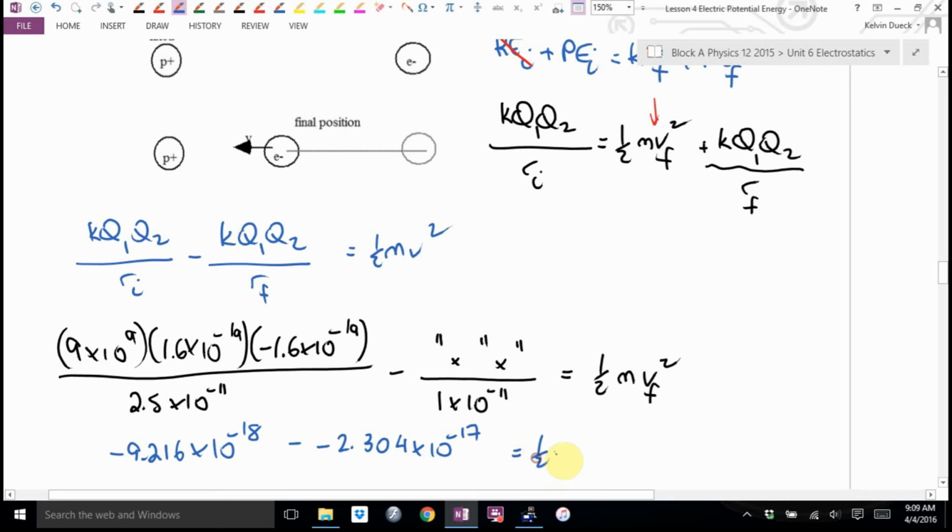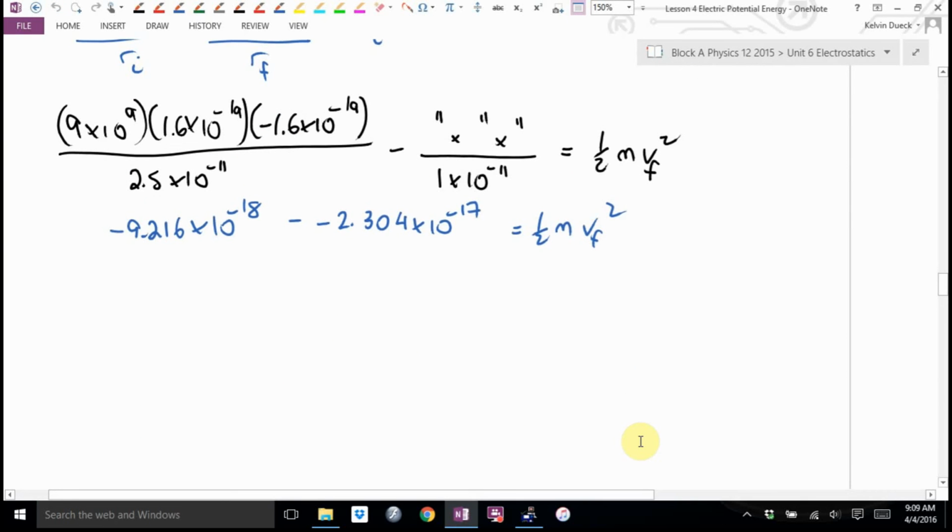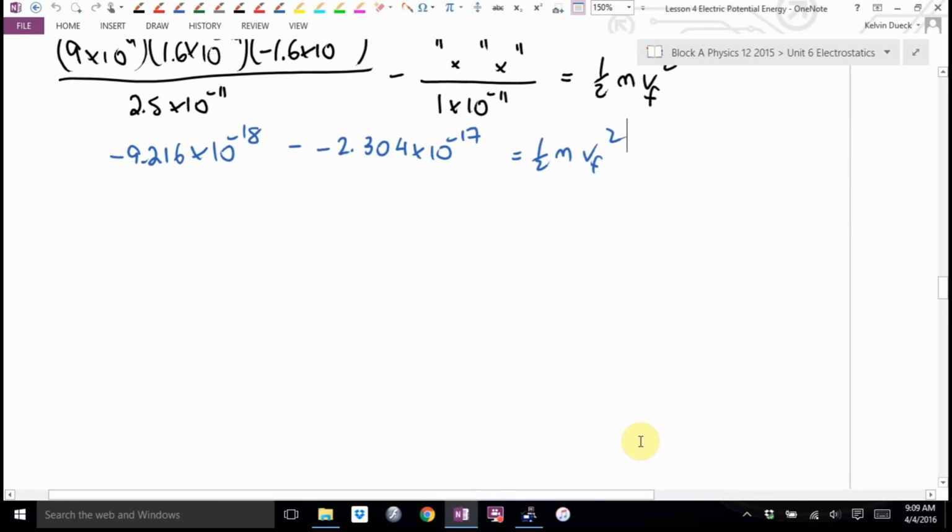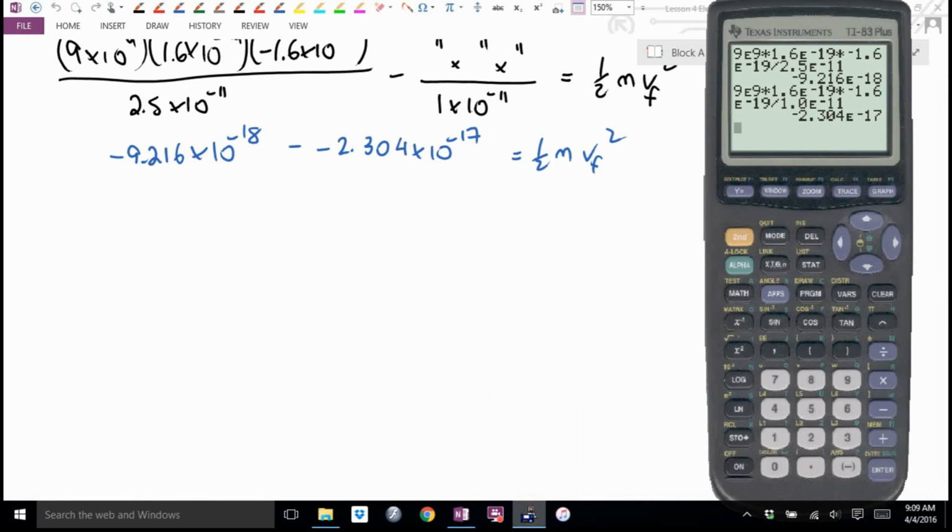That equals a half mv squared. Have I got room still? Oh, good. I do notice a minus minus in the middle, which will become a plus. So I'm going to go like this. Negative 9.216 times 10 to the negative 18, take away, answer button. I'm hoping to get a positive answer, because I'd like a positive speed, because it's a scalar. Do I get a positive? Yay, I do.